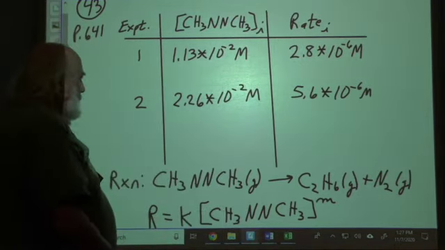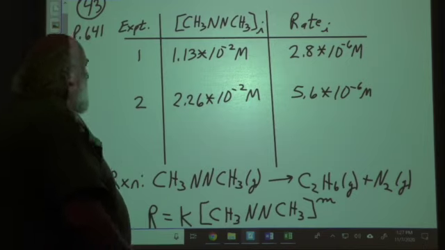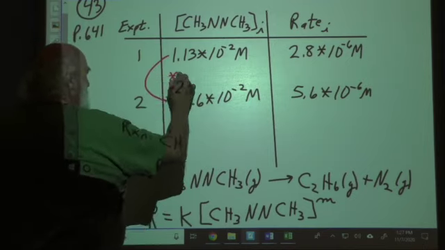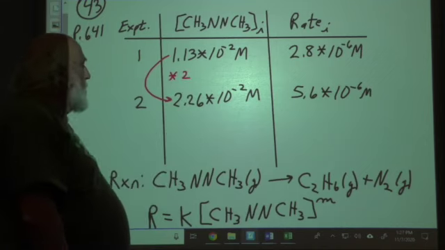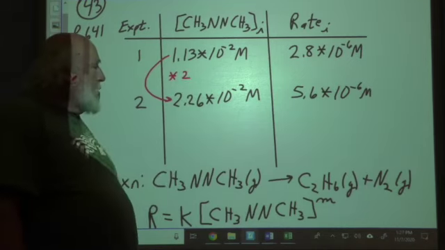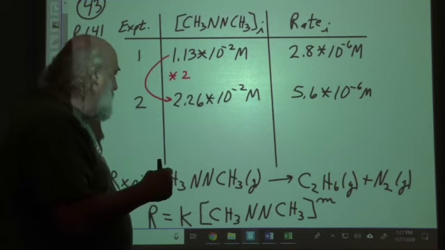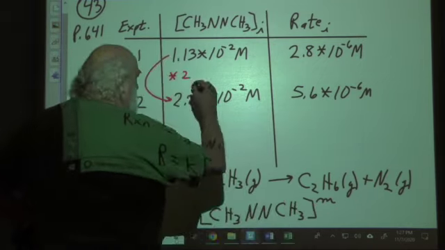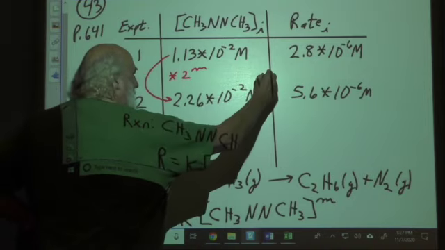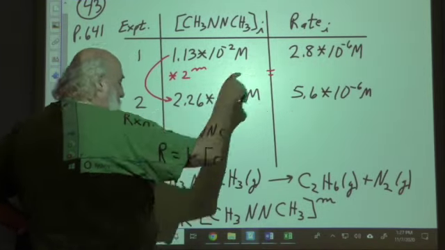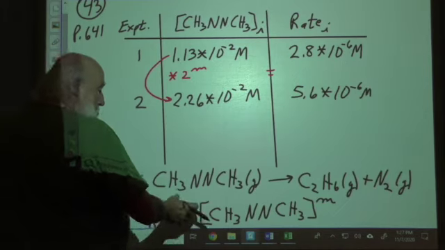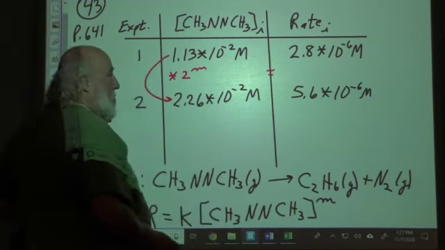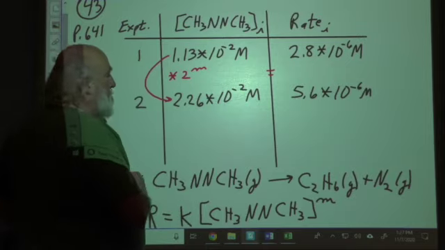So let's do this. Like I said, as we go from here to here, we're going to double the concentration. Okay, so when we do that, this is going to give us the exponent of M when we see what happens here with the rate. Remember, the rate is equal to the constant times the change of concentration with the exponent. So that is our exponent right there.